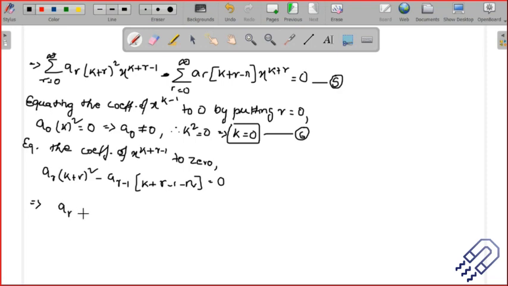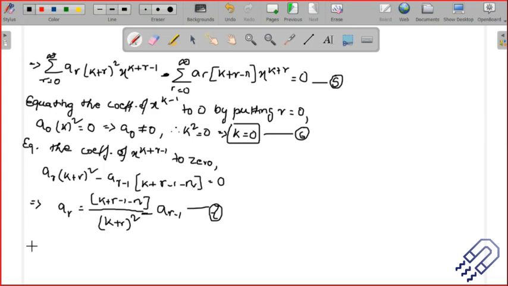So what is my a_r? a_r is equal to (k plus r minus 1 minus n) into a_(r-1) divided by (k plus r) whole square. Very important. This is the one that we need, because we can use this relation for finding out all the coefficients, okay.